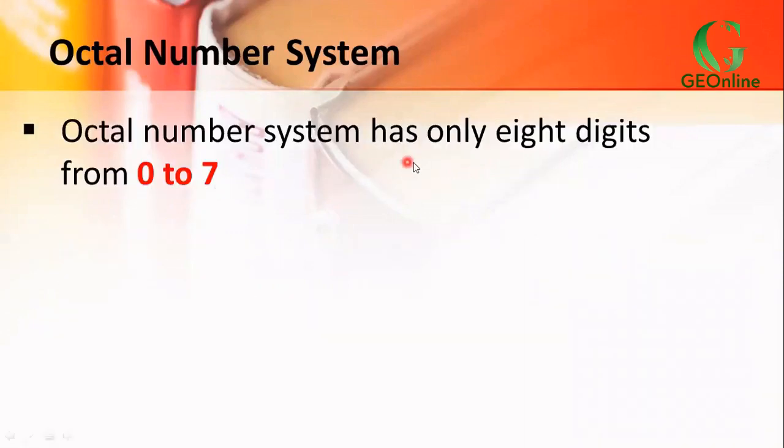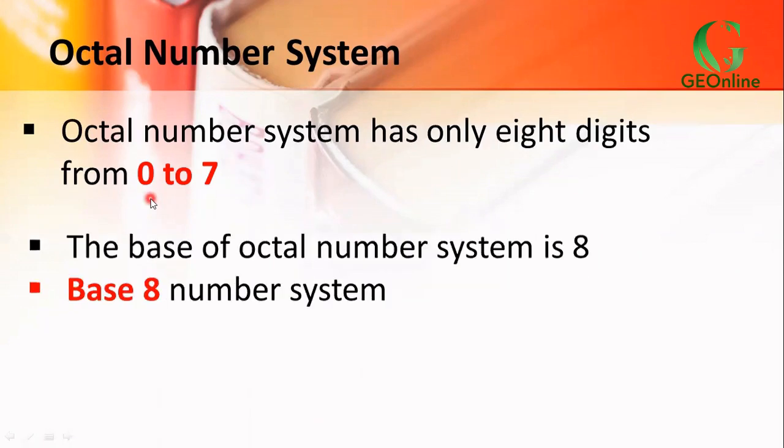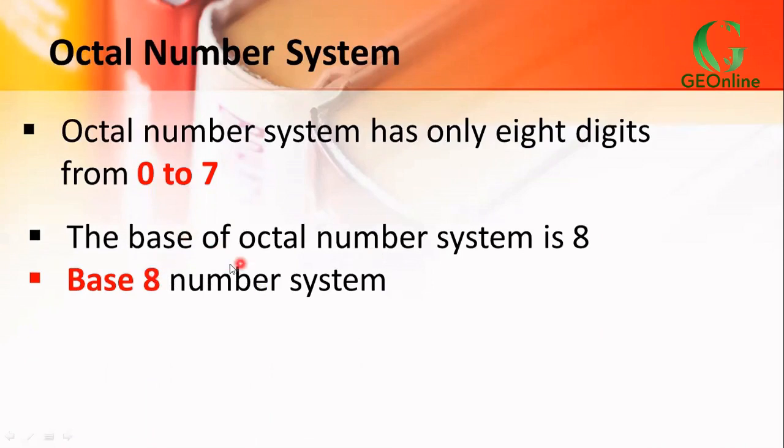Next is octal number system. Octal number system has only 8 digits from 0 to 7. In decimal number system, we have 8 and 9. Here, it's only up to 7. So, the base of the octal number system is 8 and it is called base 8 number system.